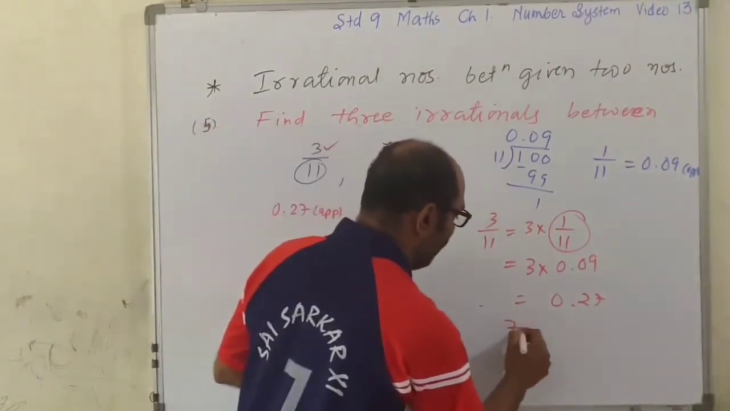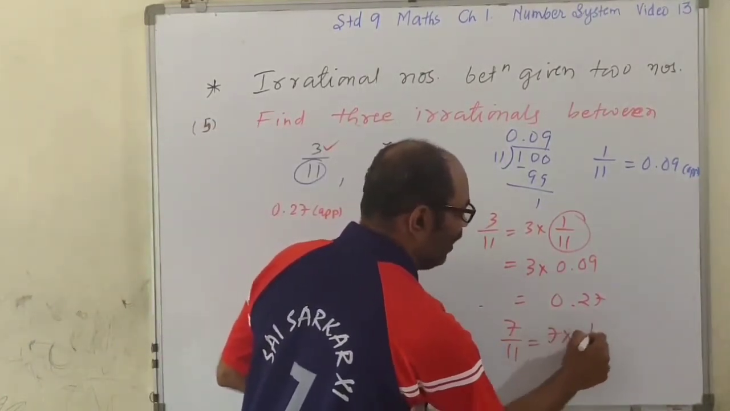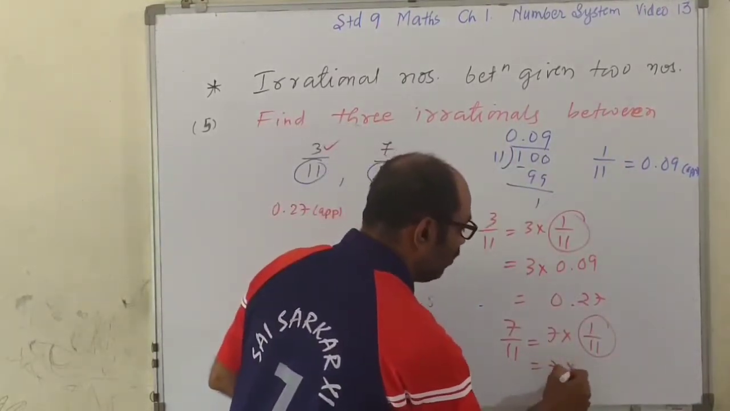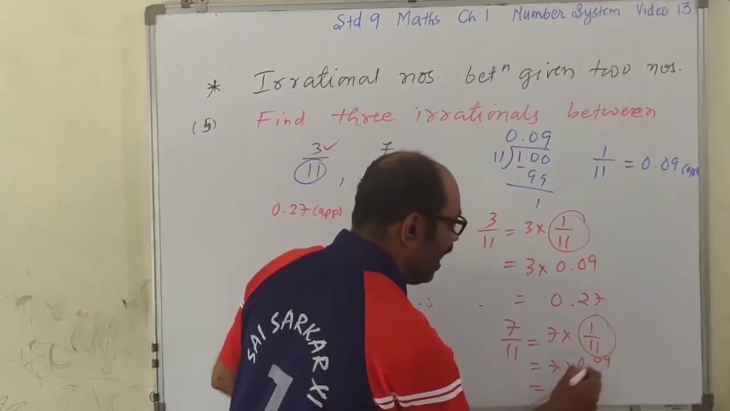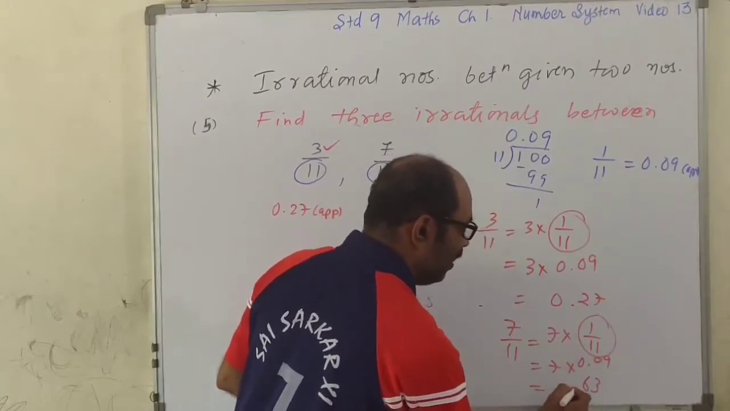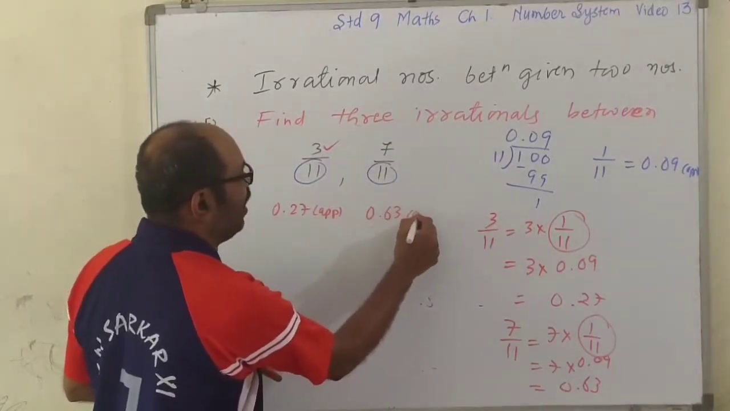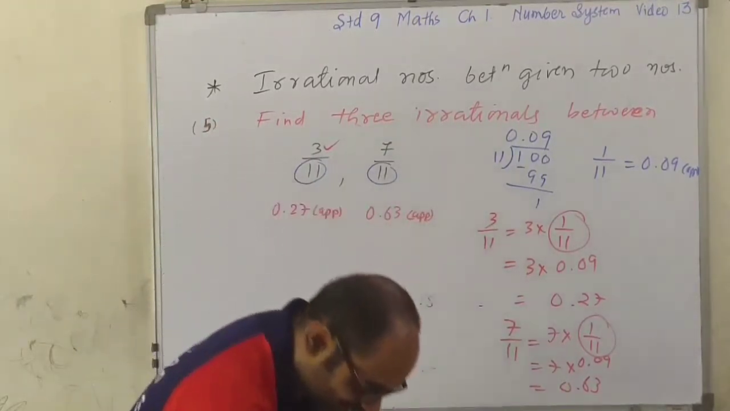Now 7 upon 11. 7 upon 11 is 7 into 1 upon 11. Now 1 upon 11 value you have found. So 7 into 0.09. 9 sevens are 63 and 2 places of decimal. So for this I am writing here 0.63 approximately.